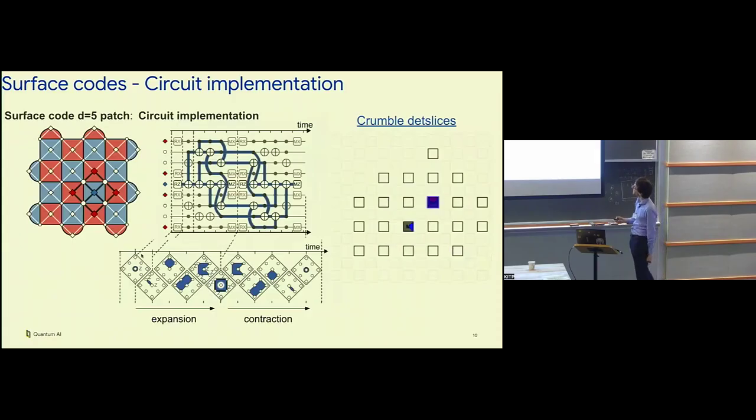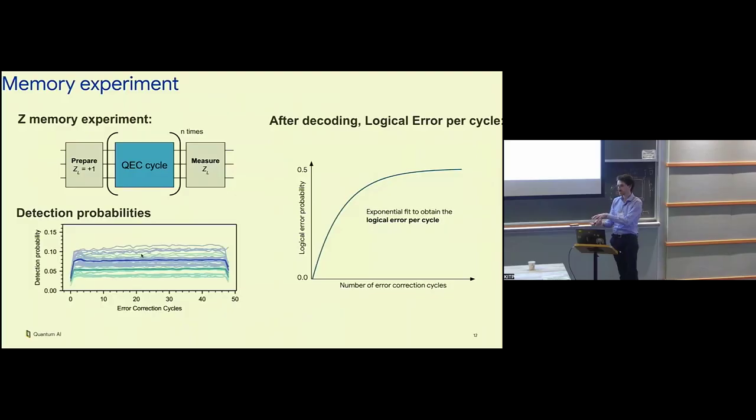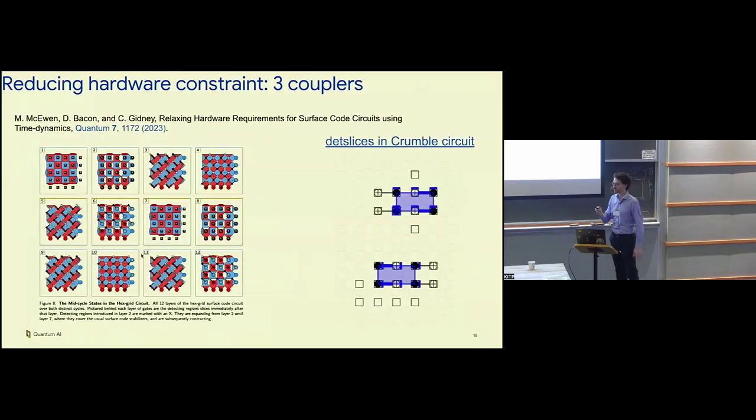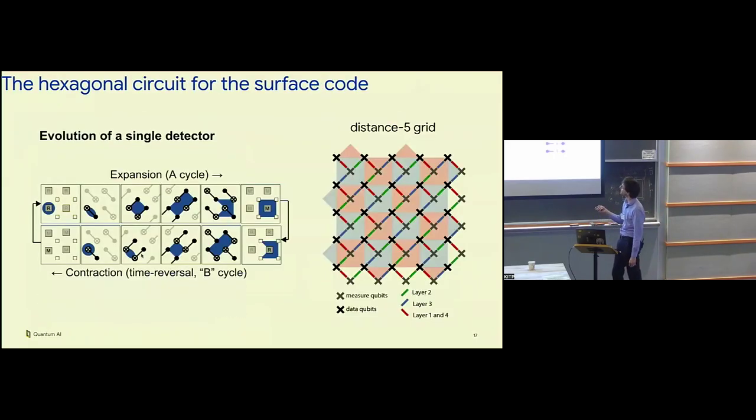But the notion is that depending on how you construct those detecting regions, you can deform them a bit, and you can maybe make simpler circuits or circuits that give you an edge in terms of hardware design. And so the first one that we look at is, instead of using the square lattice, we use a honeycomb type lattice with just 3 neighbors per qubit. And those are the comparison of the 2 detection slices. And this is the slice of the 3-coupler one.